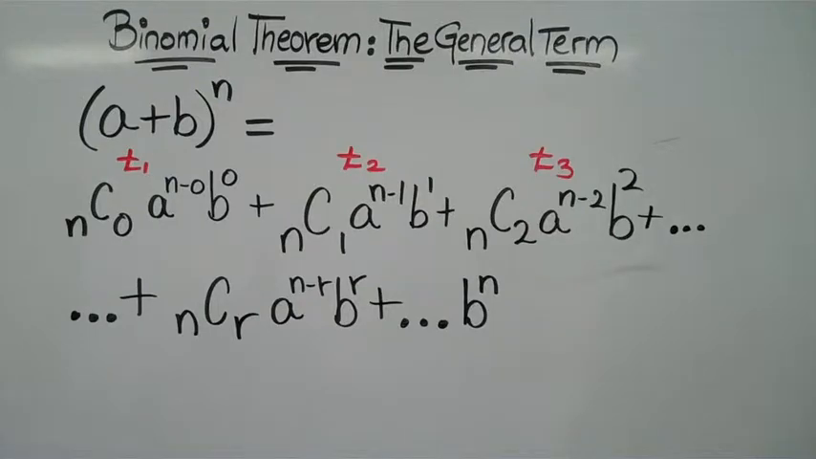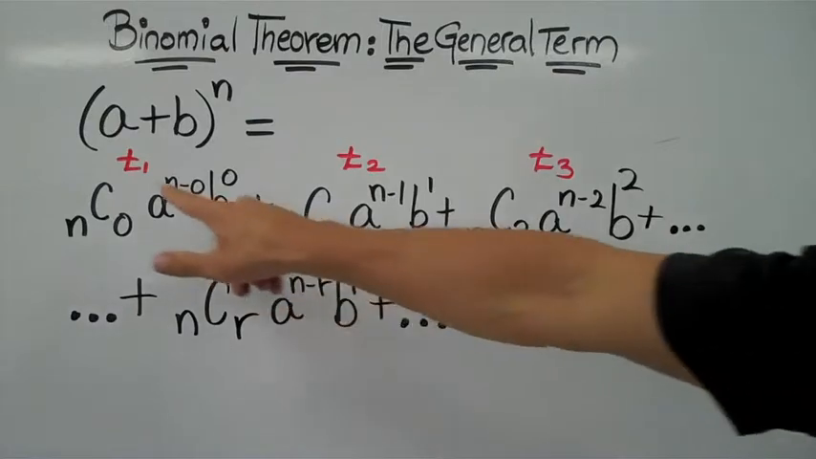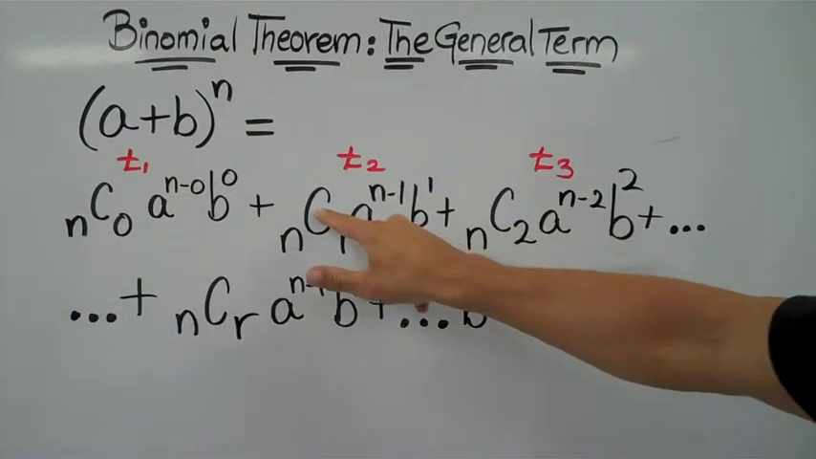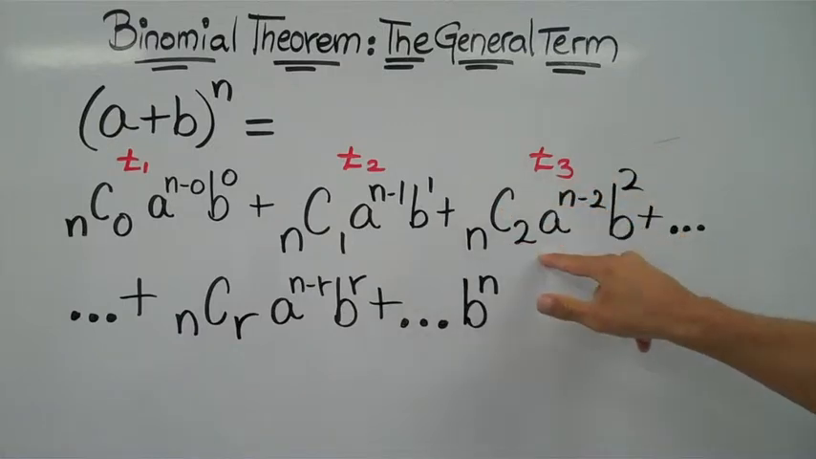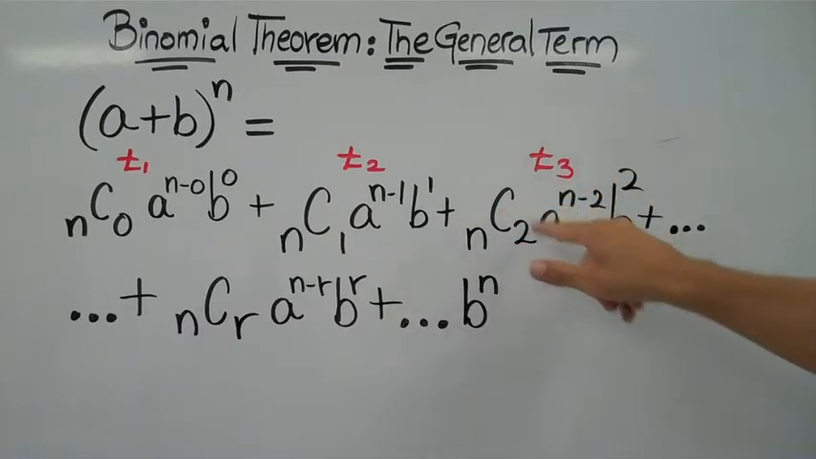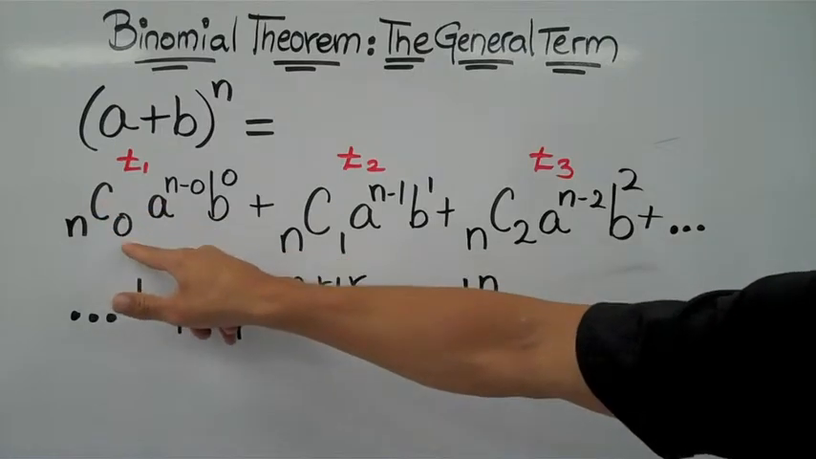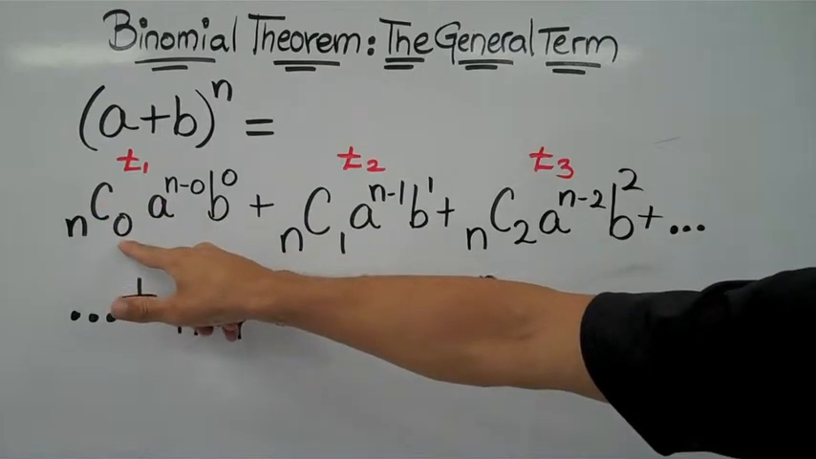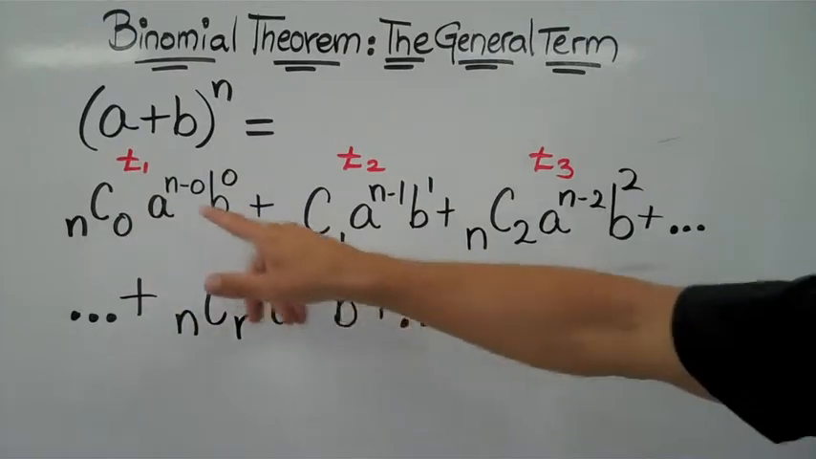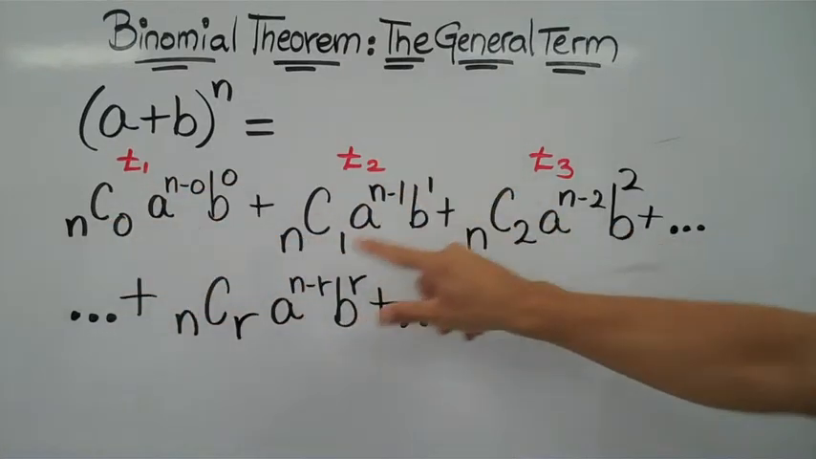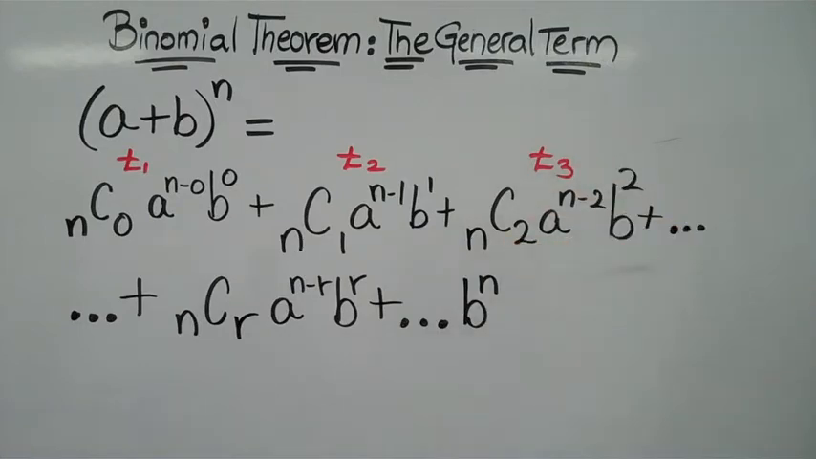Well, what else can we see about this? The first term, t1, has C0. t2 has a C1. t3 has a C2. Term 23 has a C22. Notice that whatever your nCr, the r here will be 1 behind your term. If the term is 1, the r is 0. If the term is 2, the r is 1. If the term is 3, the r is 2.